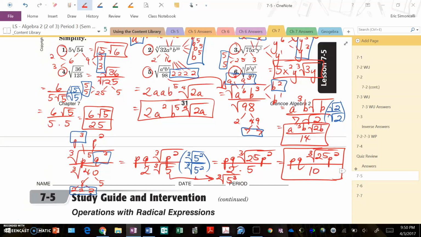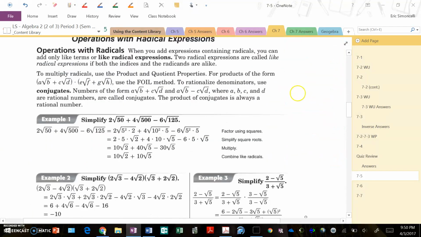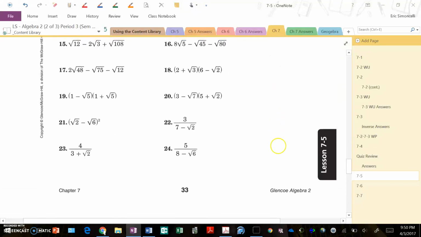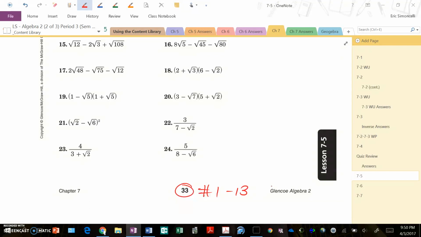This concludes our lesson. I would like you all to complete, if you haven't already done so, page 33, numbers 1 through 13. I will be providing more insight when I return on Thursday, so please pay attention to that, but also the sub will provide very specific instructions for all classes Tuesday, or tomorrow.